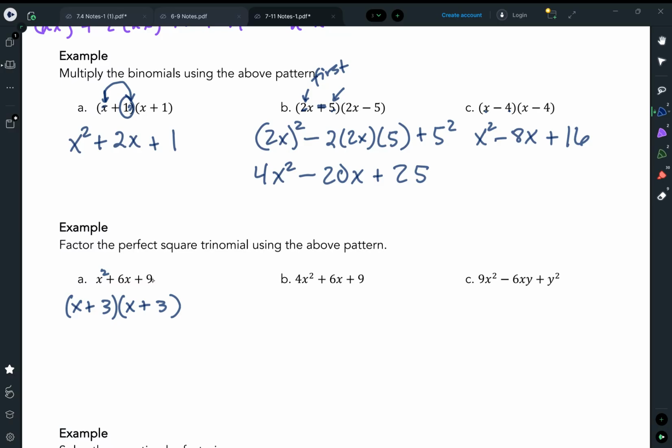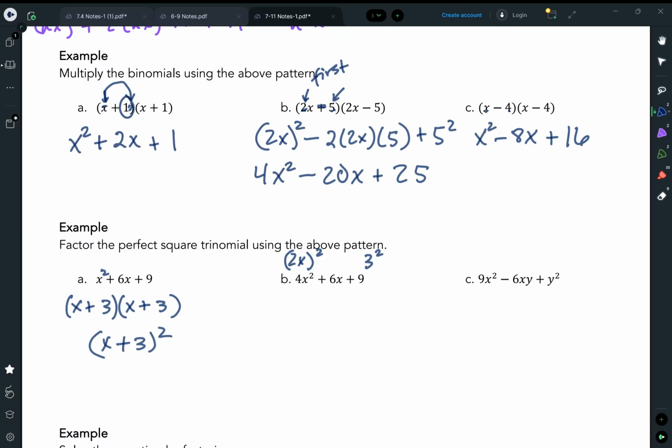And I know 3 times 3 is 9, 3 plus 3 is 6, so it absolutely works. We could use our old style of factoring for this as well. This is going to be the quantity x plus 3 squared. On the next one, I can see that 4x squared is really the quantity 2x squared. 9 is 3 squared. And is my middle term doubled here? So 2x times 3 is 6. Doubled is 12. So this one doesn't actually fit that pattern.